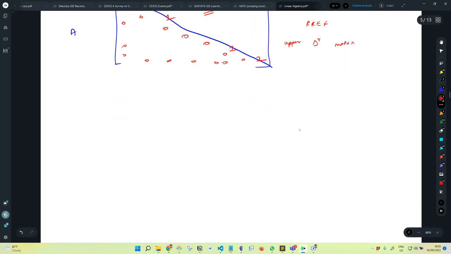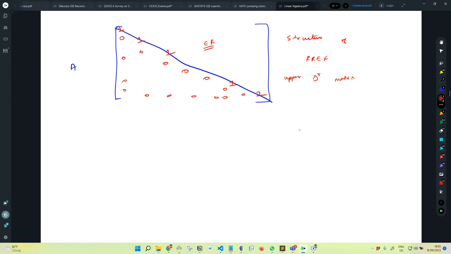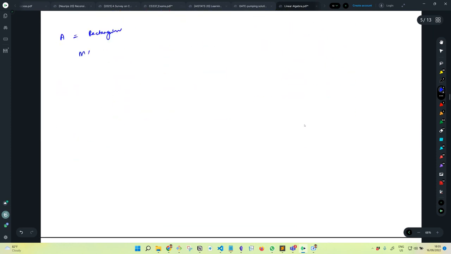Now you may ask, what if A is rectangular? Here I am showing A, which is a square matrix. That is why the leading diagonal, if you start from the top left corner, spans all the way to the bottom right corner. Now you may ask, what if A is rectangular? For example, A may be M cross N. Then how will the structure look like?